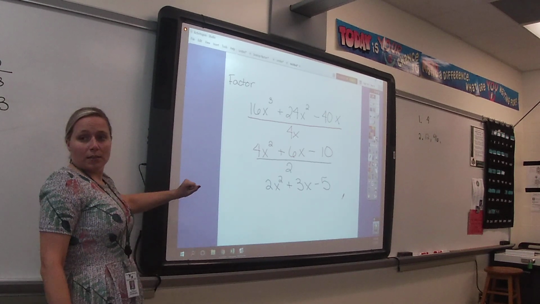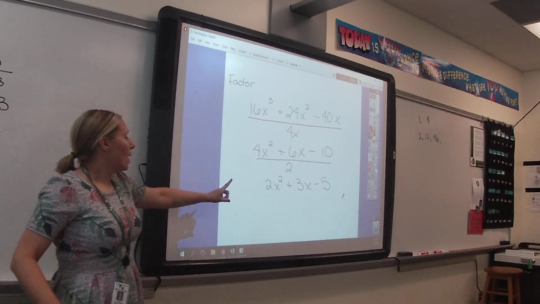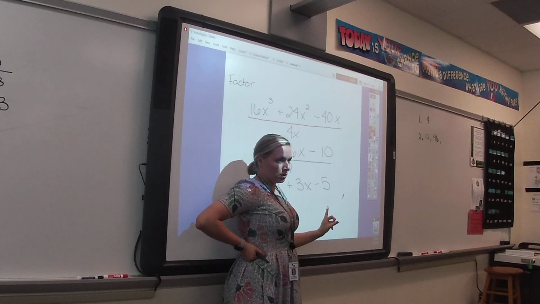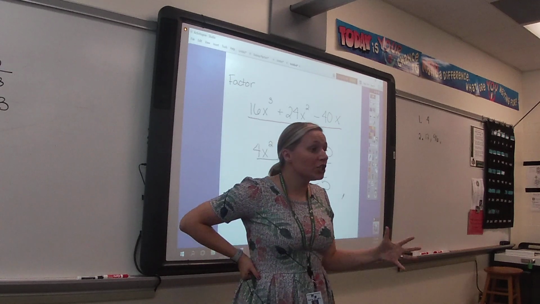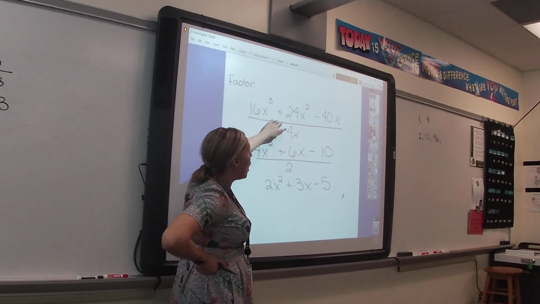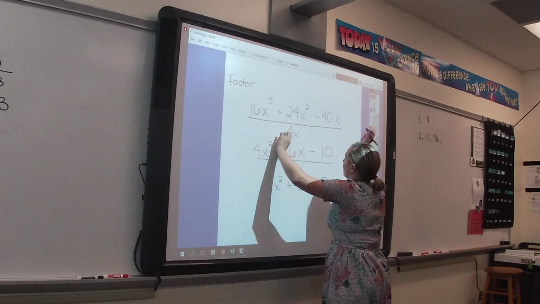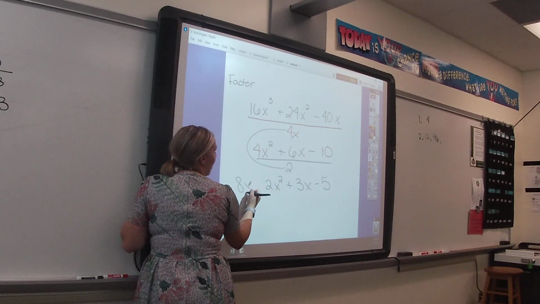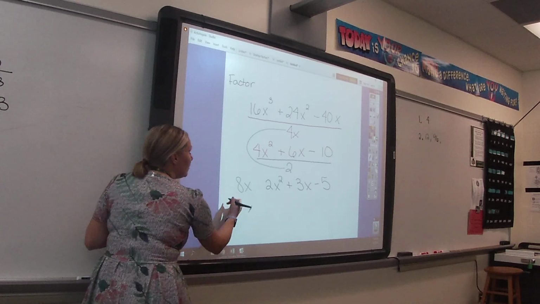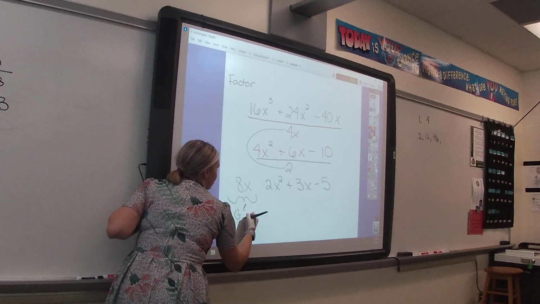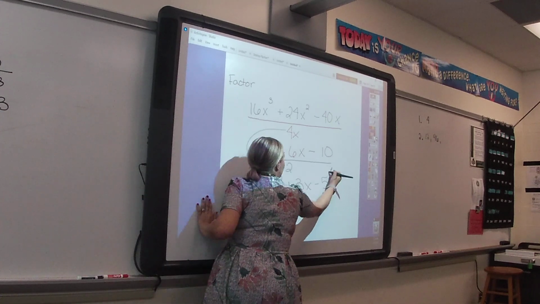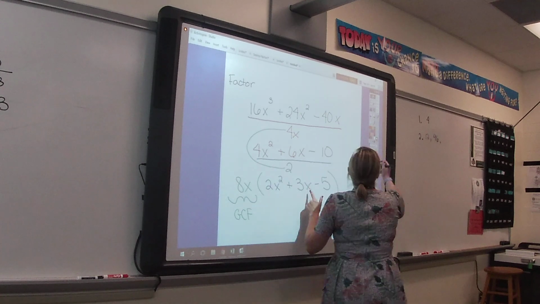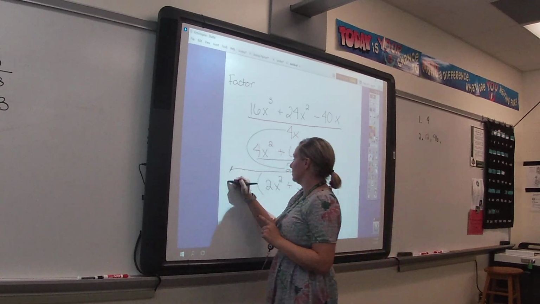Anything go into 2, 3, and 5? No. Which means we're done finding the GCF. We're going to multiply these 2 things together. So 4x times 2 is what? Okay, now watch this. Your GCF goes out in front, and this goes in parentheses. That's your answer. This is your factored answer.